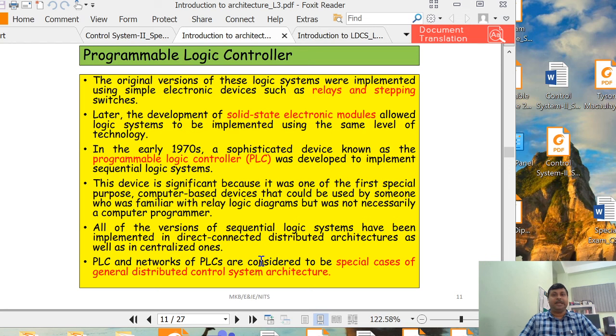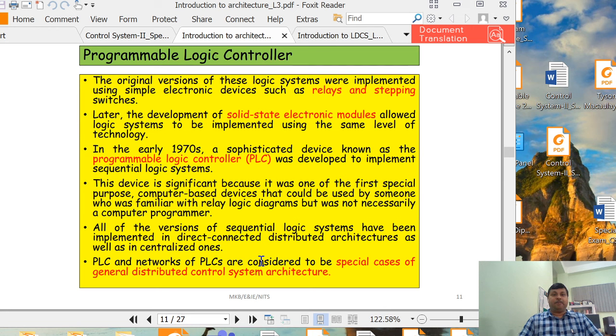The original versions of these logic control systems were implemented using simple electronic devices such as relays and stepping switches. Initially this development occurred with electromagnetic relays. Later, the development of solid state electronic modules allowed logic systems to be implemented using the same level of technology. In the early 1970s, a sophisticated device known as the programmable logic controller, PLC, was developed to implement sequential logic systems.